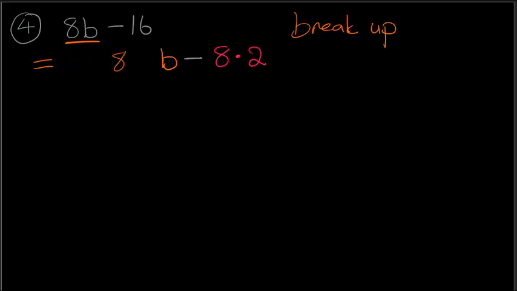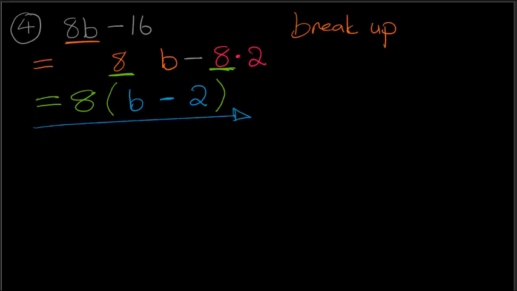Now, what happens next? Now that I have this, I can identify what are common factors. Common means they both have it. Both terms have the number 8. So I'm going to put the number 8 outside of my brackets. Is there anything else they have in common? b and 2 are not the same. So I have brackets, and inside my bracket goes the b, the minus, and the 2. So my final answer is 8 bracket b minus 2.